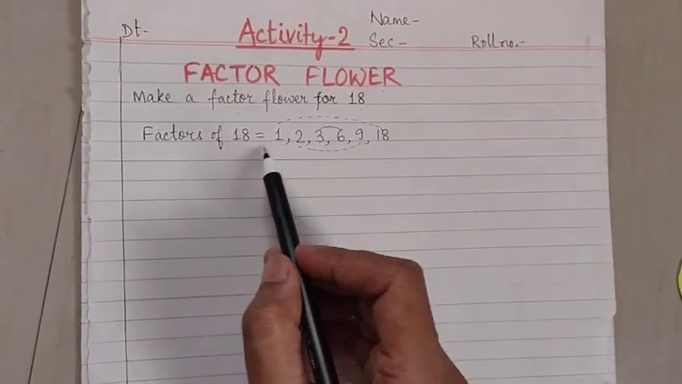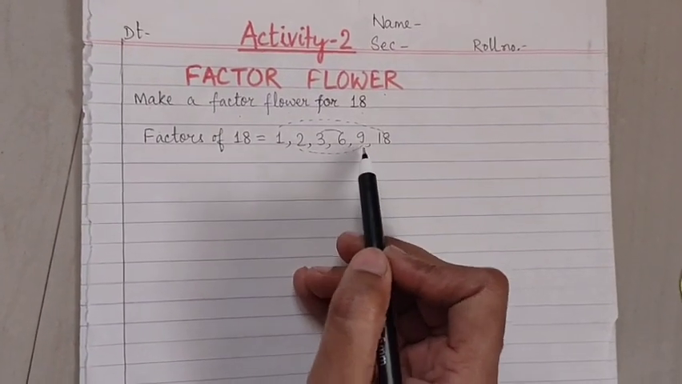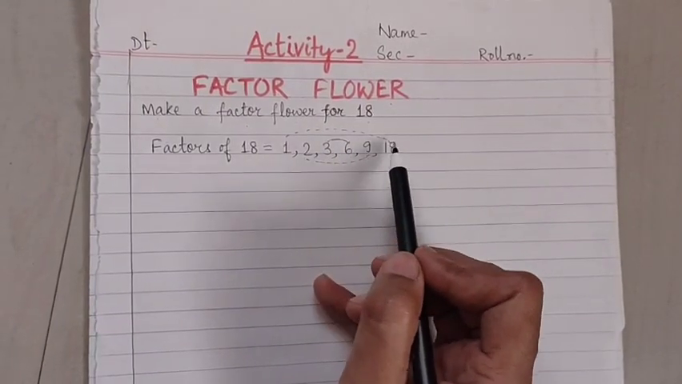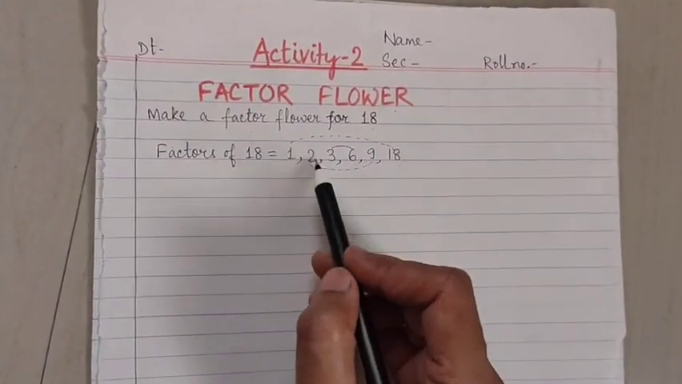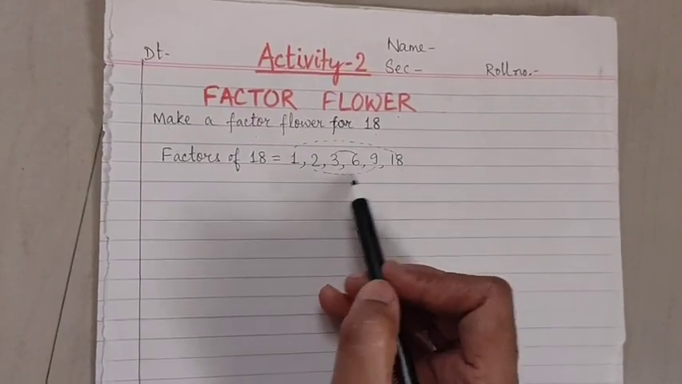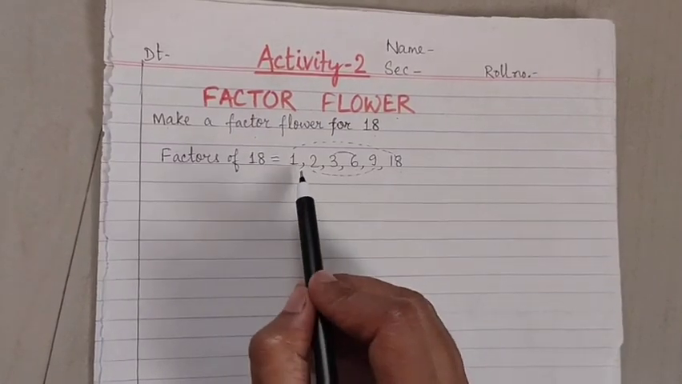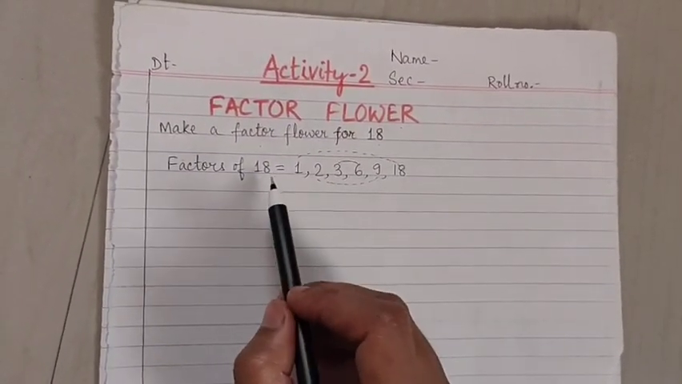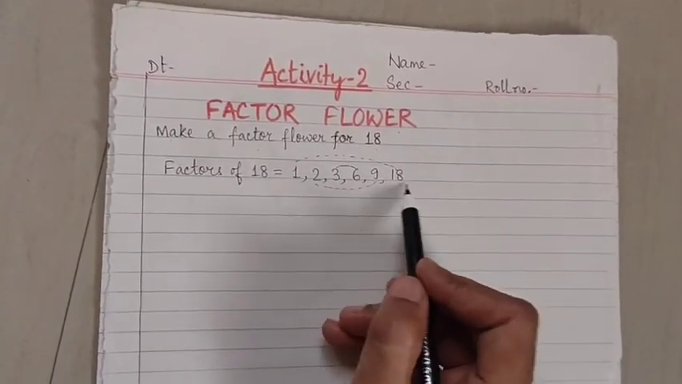So all the factors of 18 are 1, 2, 3, 6, 9 and 18. You see 1 and 18 make a pair. 1 18s are 18 or 18 ones are 18. Then 2 and 9 make a pair. 2 9s are 18. Then 3 6s are 18. So you have a total of 6 factors for 18. That means to make a flower you need 6 petals.